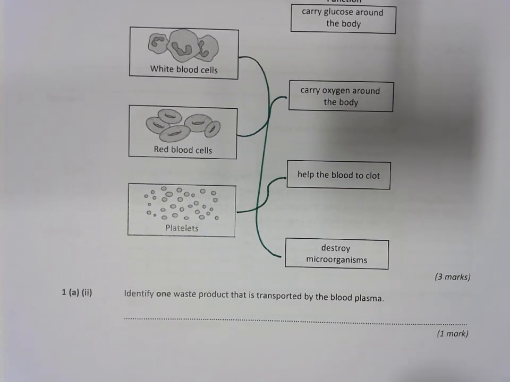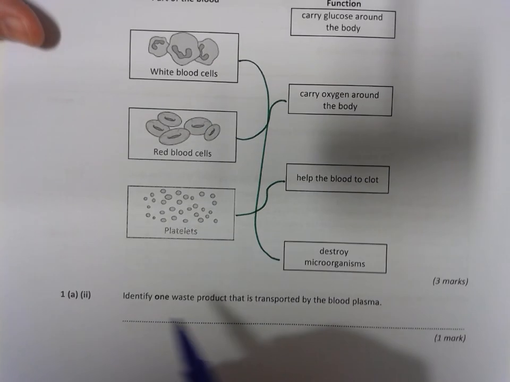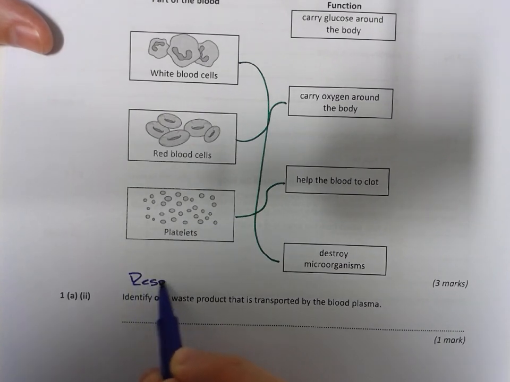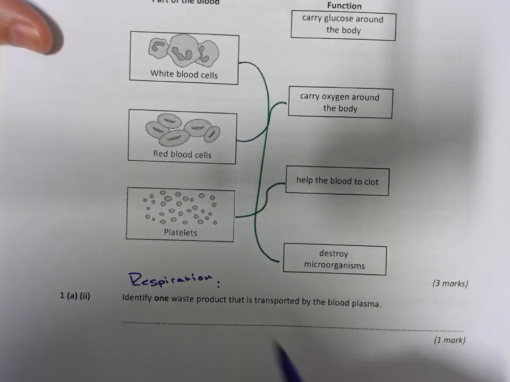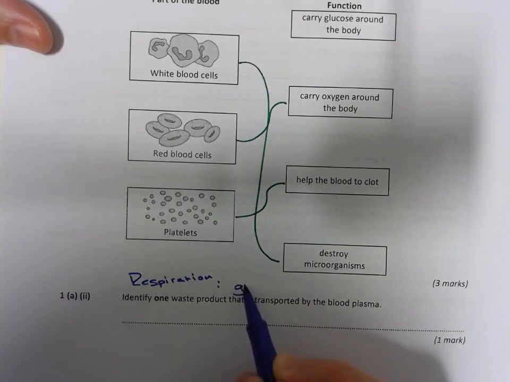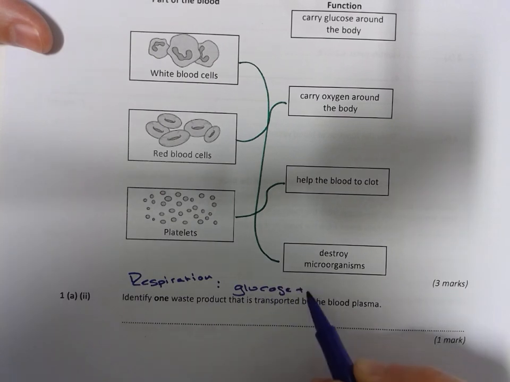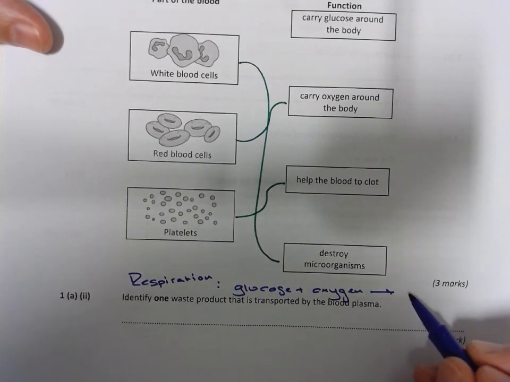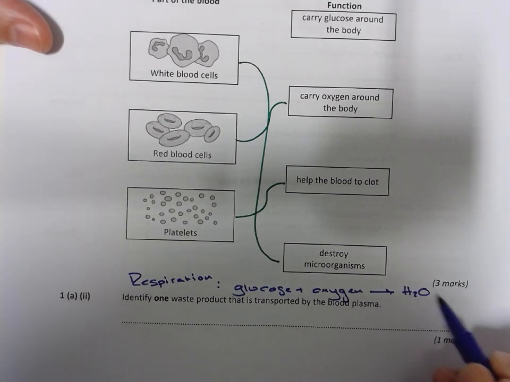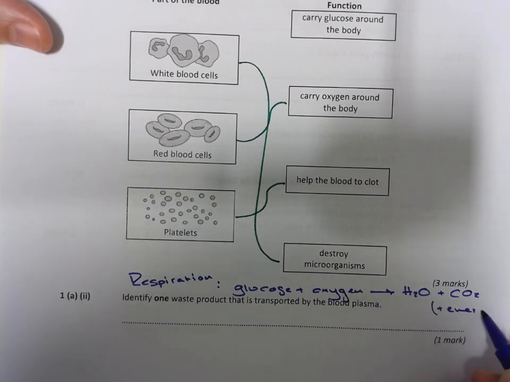I think the best way to think of this is to consider what actually happens in your cells. So respiration happens in the cells. Everybody should be familiar with the word equation for this one. So glucose plus oxygen changes into, I'll just do this quickly, H2O plus CO2, and then obviously releasing energy.